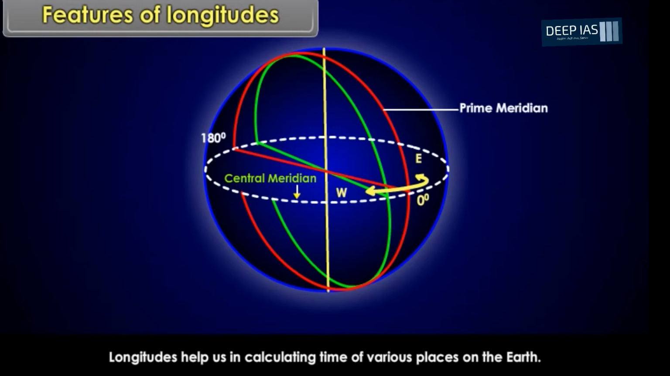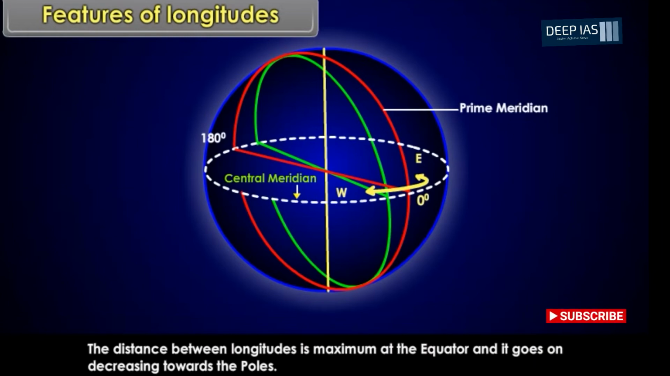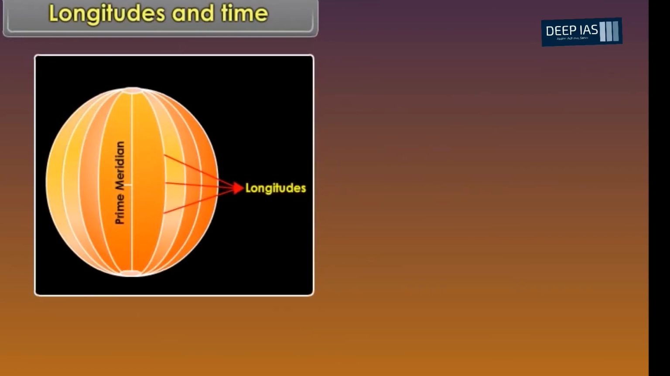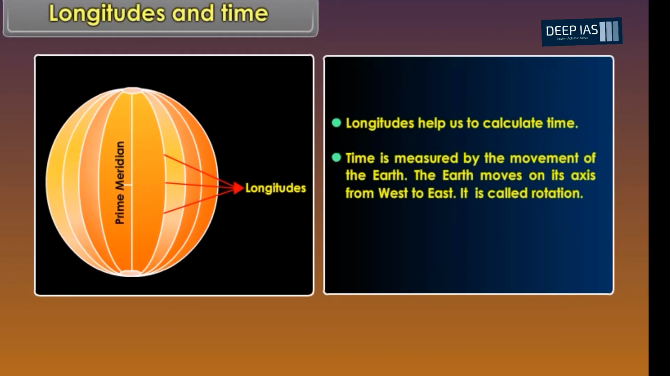Longitudes help us in calculating time of various places on the Earth. The distance between longitudes is maximum at the equator and it goes on decreasing towards the poles. Longitudes and time. Longitudes help us to calculate time.